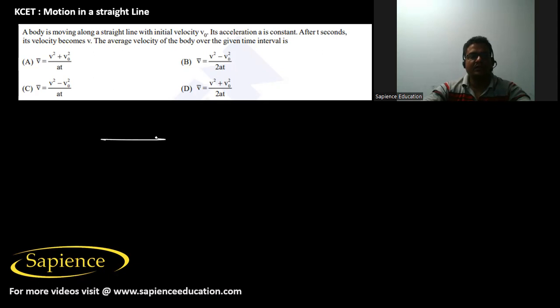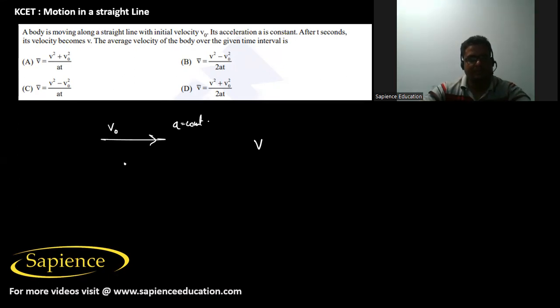A body is moving along a straight line with an initial velocity v naught. Its acceleration a is constant. After t seconds, the velocity becomes v. The average velocity of the particle over the given time interval is... So we have to find the average velocity of the particle.